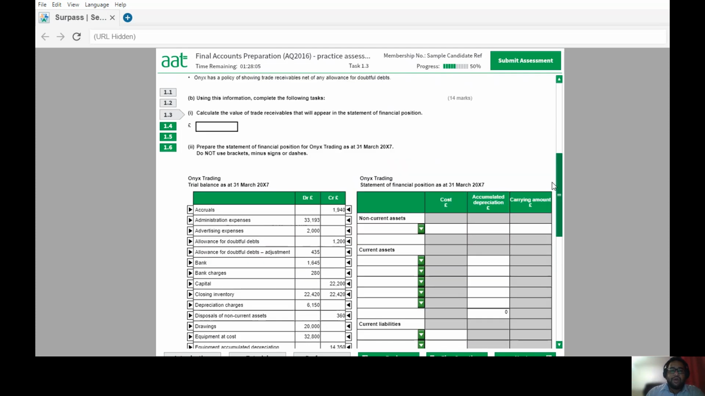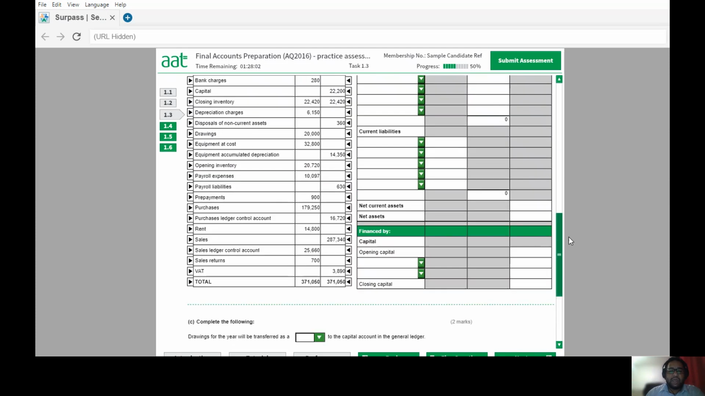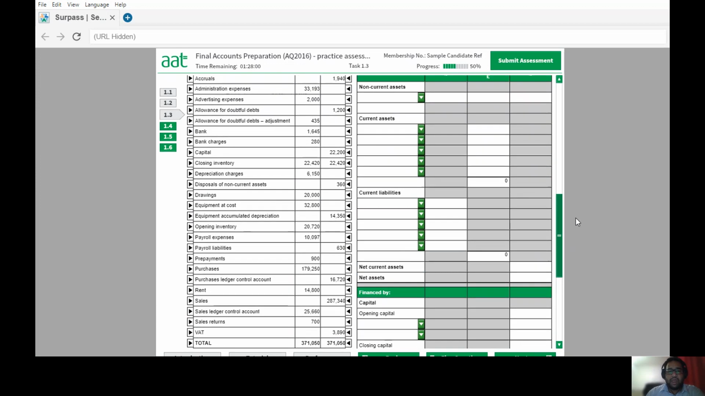So what we now have to do is look for those 2 figures. So here, according to this, I have sales ledger control account, £25,660, and allowance for doubtful debt, which is also a credit account. Please remember, this is something we write off against our sales ledger control account. So this is always going to be a credit amount. Allowance for doubtful debt adjustment, though, can be either credit or debit. It depends on the increasing or decreasing of it.